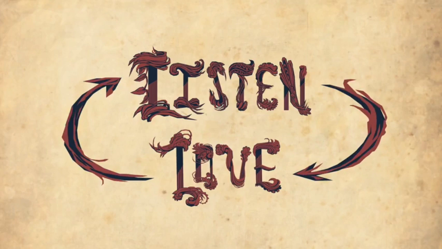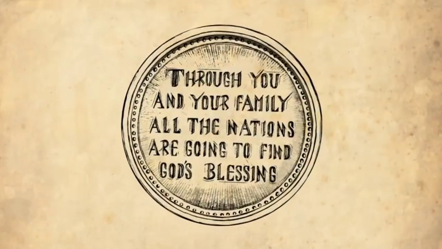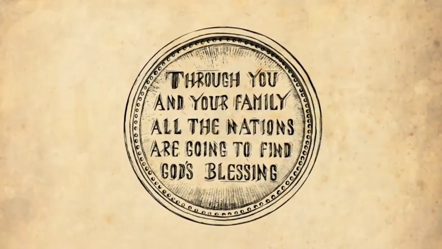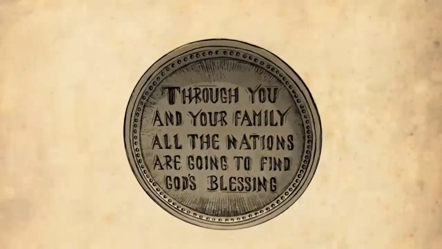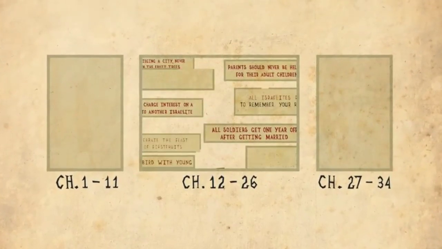And so Moses tells them that if they do listen and love, they will fulfill their original calling as the family of Abraham, to show all of the nations the wisdom and justice of God, and so become a blessing to them. The second big section in Deuteronomy is a large block of laws and commands.